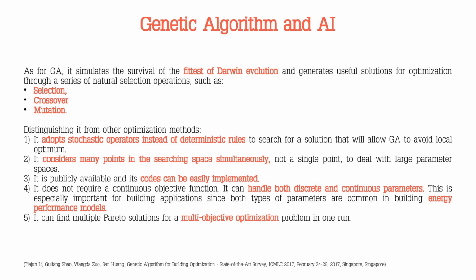Point number 2, it considers many points in the searching space simultaneously, not a single point, to deal with the large parameter spaces. Again, in this case, there is a search which is composed of multiple scenarios, something like a war, if you want to consider. There are several battles at the same time in different parts of the field. So the solution, the victory, is not because one general wins one partial solution, like in the game of Go, the Chinese Wei Qi.